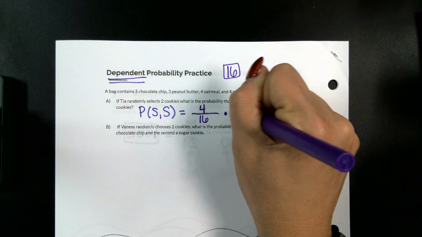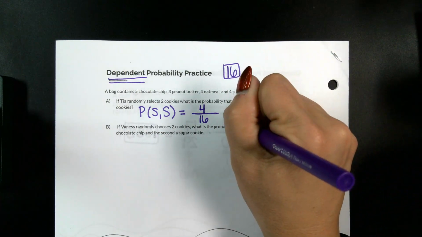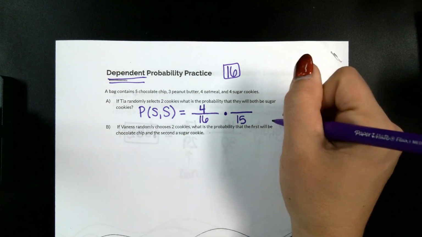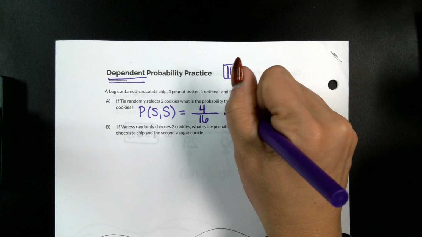Now the next time, there's no longer 16. There are 15 total cookies, right? Because she didn't replace it. And are there still 4 sugar? No, there's 3 sugar.